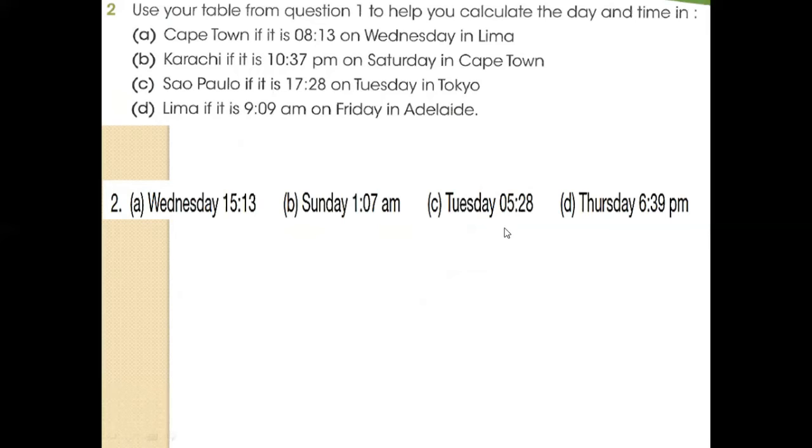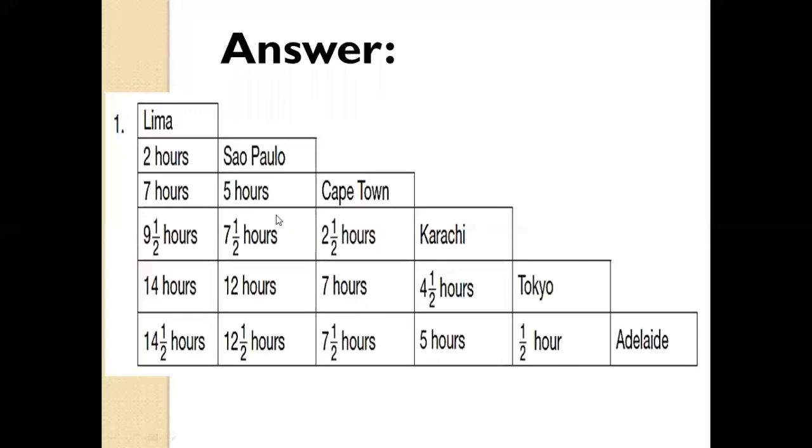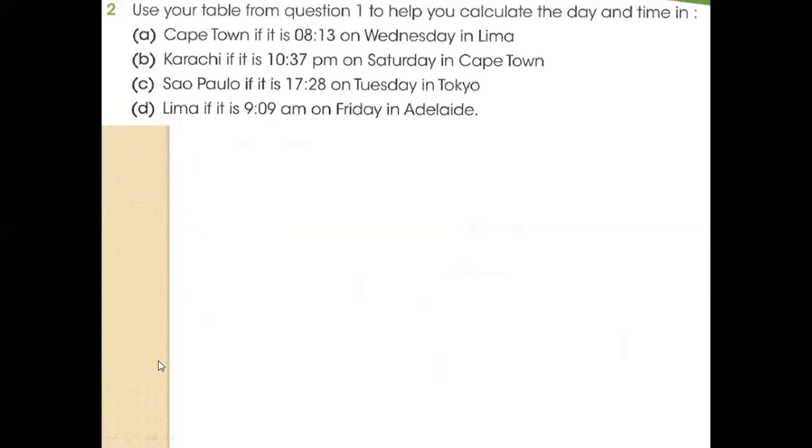Okay, now the last thing, the most important thing should be Lima. What is the time of Lima, if Adelaide has a time of 9:09? So let's check Lima and Adelaide. The time difference between these two should be 14 and a half hours.